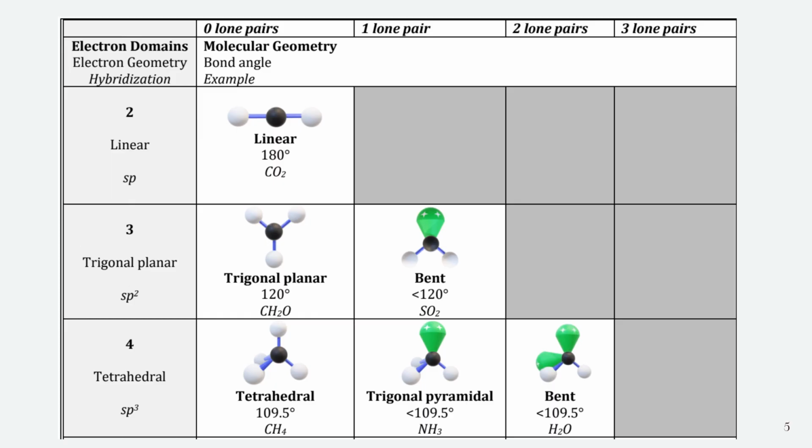If there's 4 domains, tetrahedral is the electron geometry, and sp3 is the hybridization. The molecular geometry is tetrahedral. Bond angle is 109.5 degrees. Trigonal pyramidal is if you take one and put 1 lone pair instead. If you replace 2, it's bent. The bond angles are less than 109.5, but if you put 109.5, it should be fine.